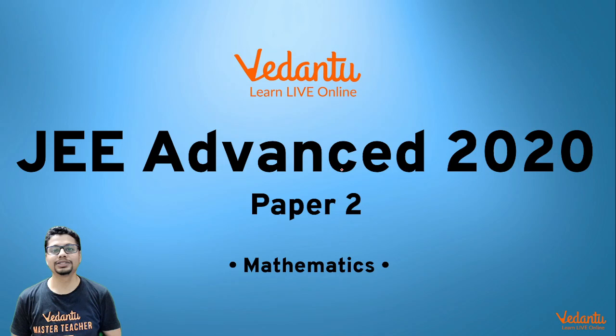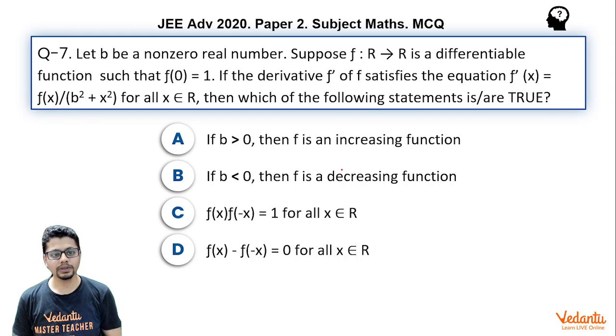We are discussing JEE Advanced 2020, Paper-2, Mathematics, and the question for this video is this. Let b be a non-zero real number. Suppose f, whose domain is all real values and codomain is all real values, is a differentiable function such that f of 0 is 1. If the derivative f prime satisfies f prime x is equal to f of x divided by b square plus x square for all real values of x, then which of the following statements is or are true? There are four options given. It is a multiple correct type question.